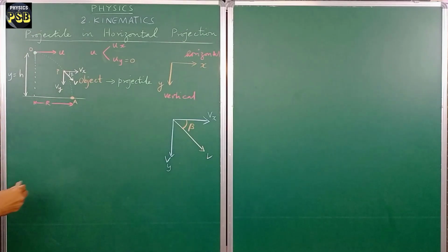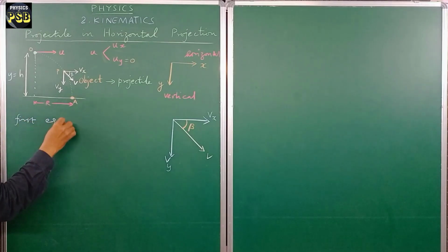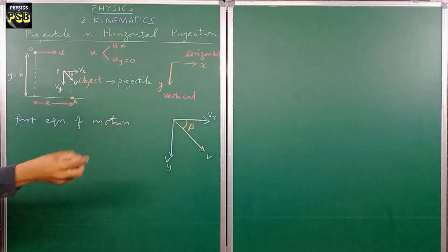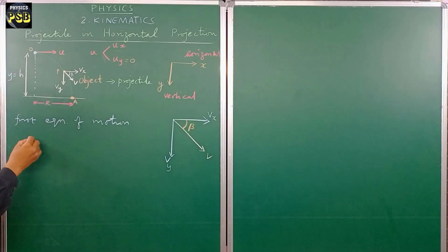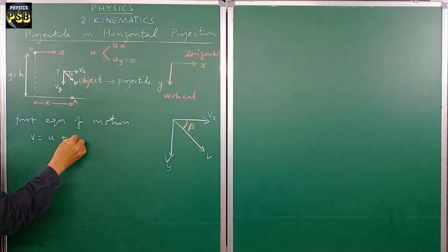So here, to get the value of V, I take the first equation of motion. For the remaining things, we used the second equation of motion. For this, we use the first equation of motion, which is nothing but V equals U plus AT.